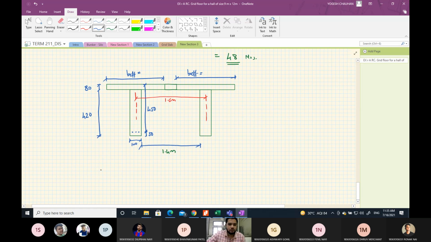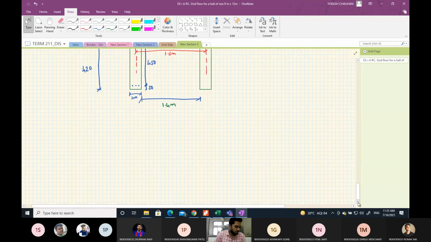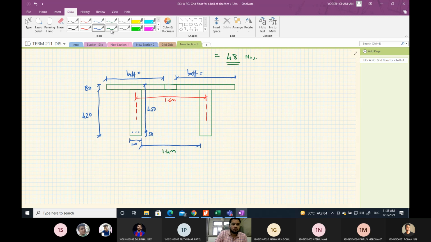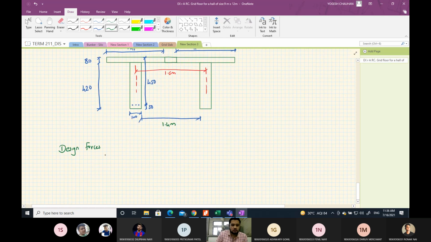So our next step would be to find the design forces for which we will be using Rankine-Grashof method. Next step is design forces using Rankine-Grashof method.